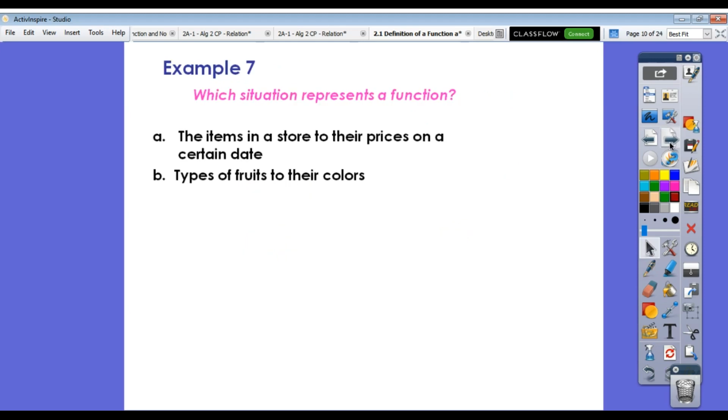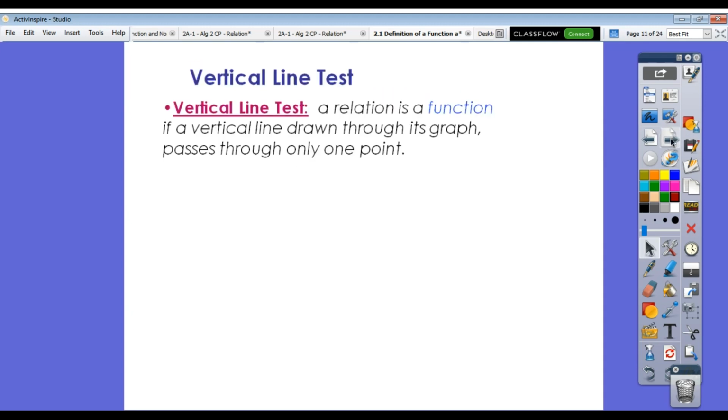Which situation represents a function? The item in a store to their price on a certain date, or types of fruits to their colors. What do you think? We will answer this one once we meet in class, okay?